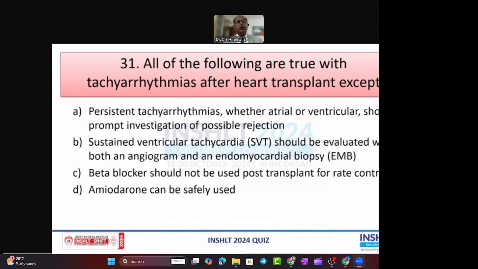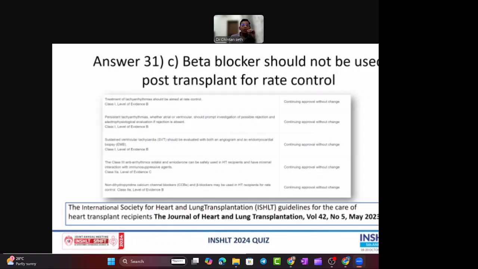All of the following are true with tachyarrhythmias after heart transplantation except. It's an "except" question. The answer is the beta blocker. The statement says beta blockers should not be used post-transplant for rate control, and that is the exception, meaning beta blocker can be used.